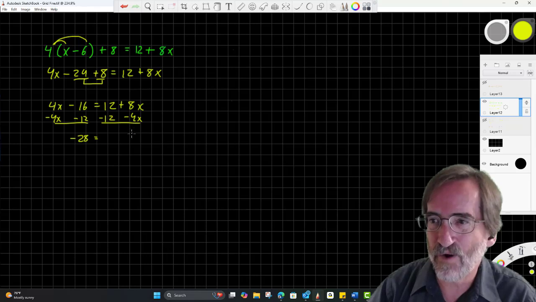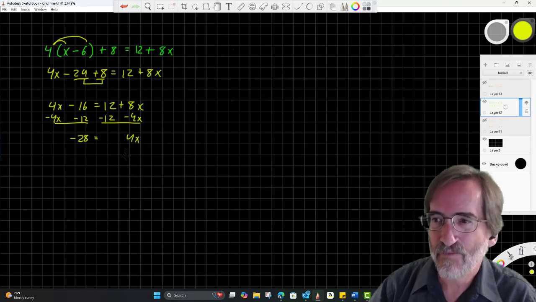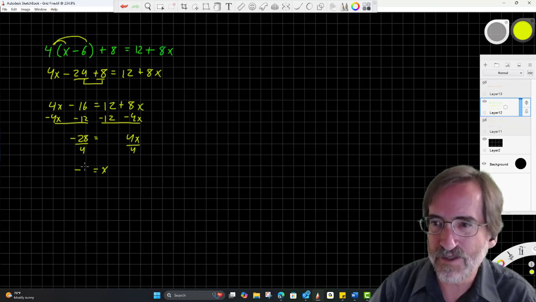8x minus 4x is 4x. And divide by 4, opposite of multiply is divide. And we get x equals negative 7. Or the solution set is negative 7 in curly braces.